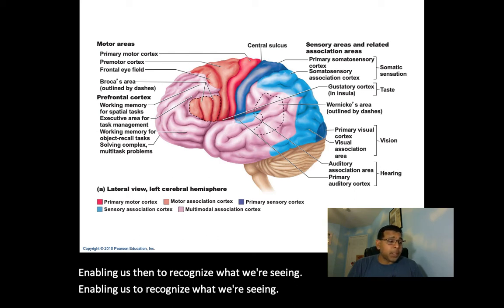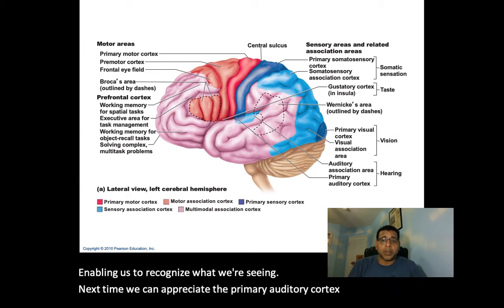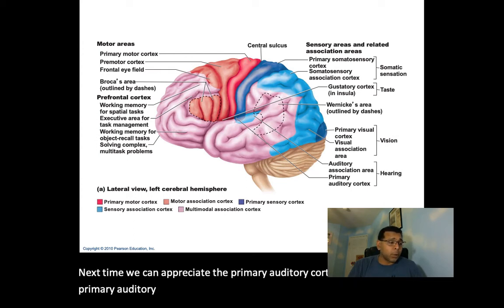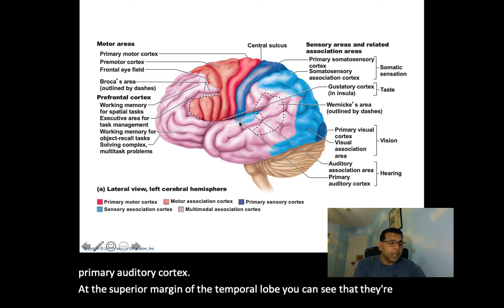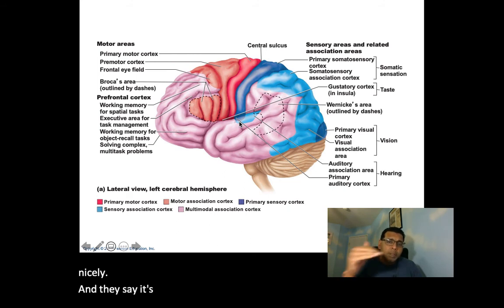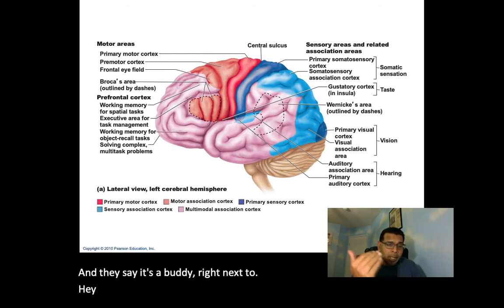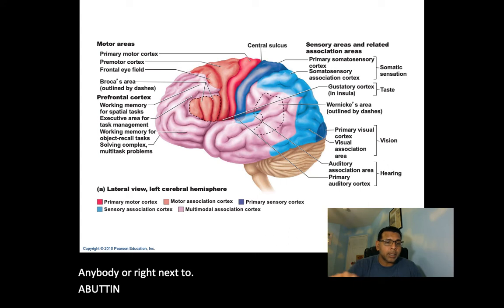Next, we can appreciate the primary auditory cortex. When we talk primary auditory cortex, it is going to be found located at the superior margin of the temporal lobe. You can see that there very nicely. They say it's abutting, A-B-U-T-T-I-N-G, or right next to the lateral sulcus.